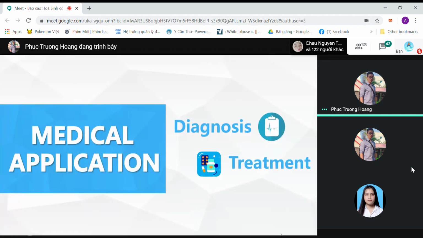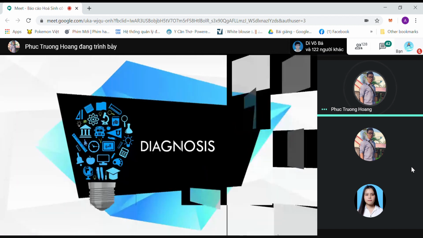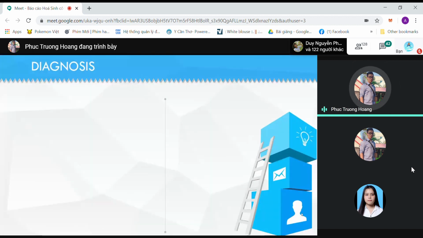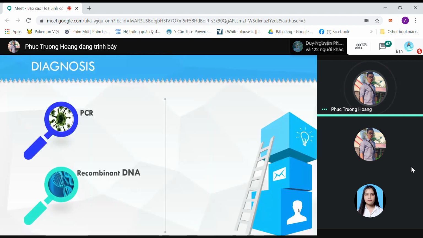Hello everyone. So following the presentation, I will talk about how we use this knowledge and apply it in clinical practice. First, we move to applications in diagnosis. There are two things that I think are really important: PCR and recombinant DNA.